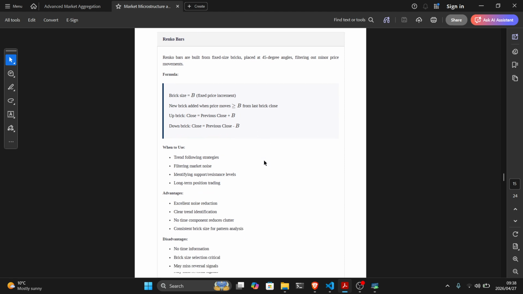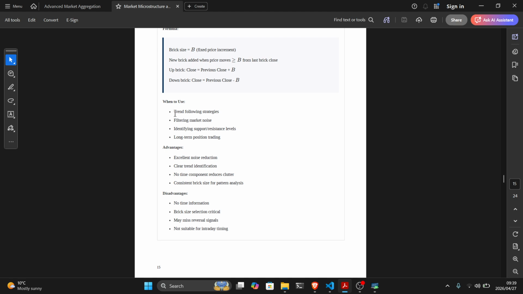Now, when do you use this type of aggregation? Trend following strategies, filtering market noise, identifying support resistance levels, long-term position trading. The advantages of this type of aggregation: excellent noise reduction, clear trend identification, no time component reduces clutter, consistent brick size for pattern analysis. The disadvantages: no time information, brick size selection critical, may miss reversal signals, not suitable for intraday timing.